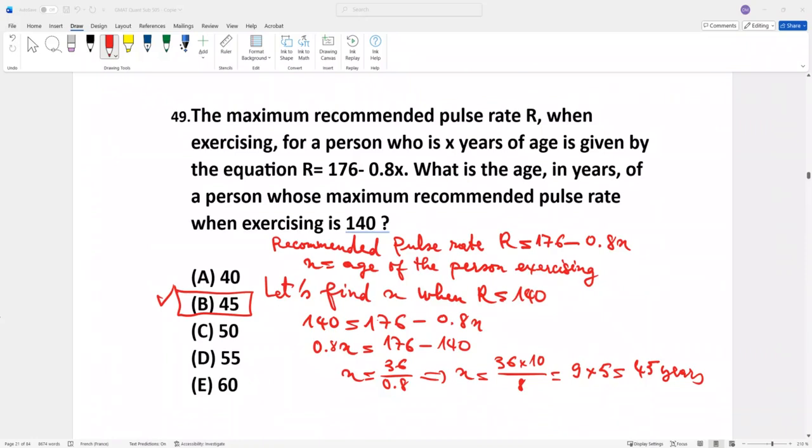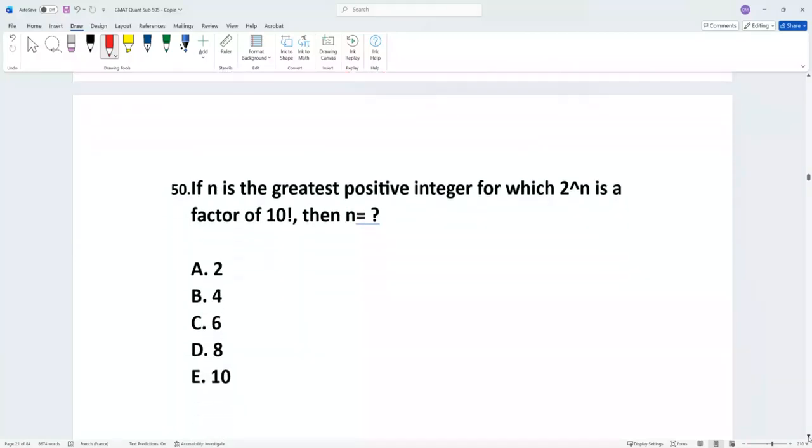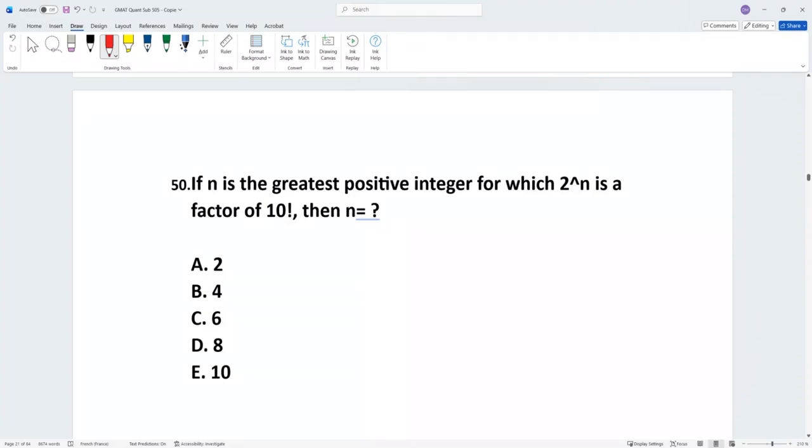Question number 50. Let's go. That's another question. If n is the greatest positive integer for which 2 to the power n is a factor of 10 factorial, then n is equal to what?